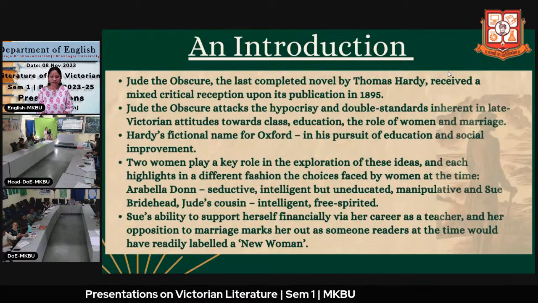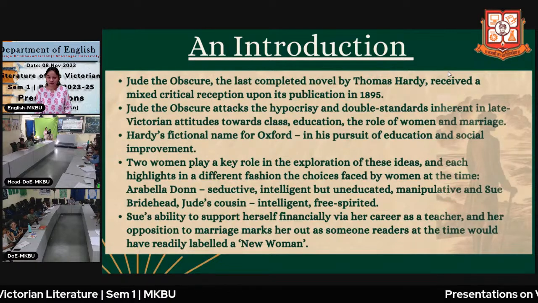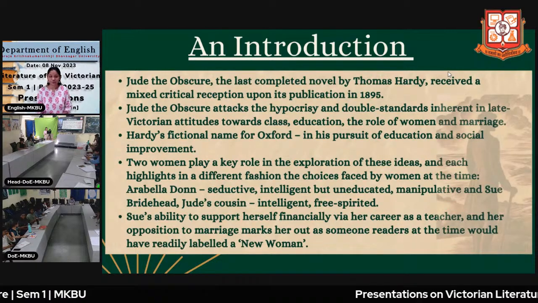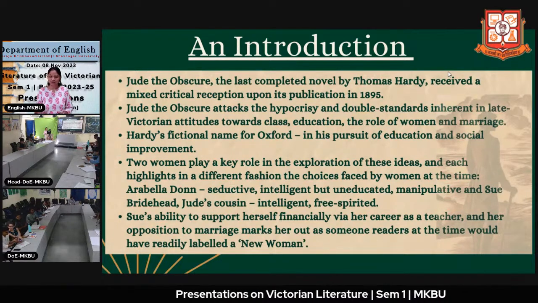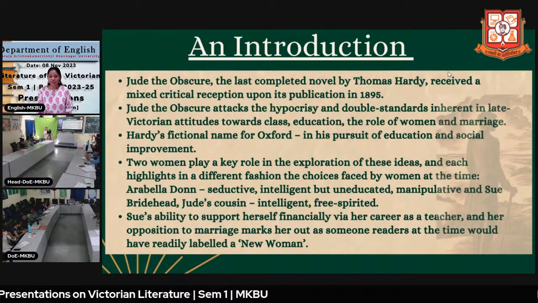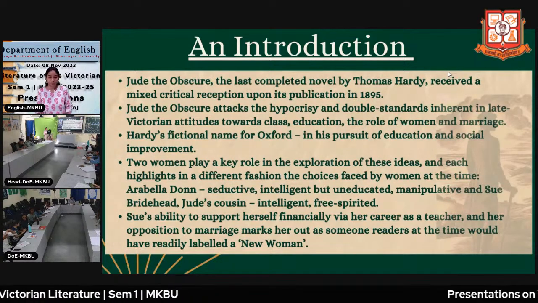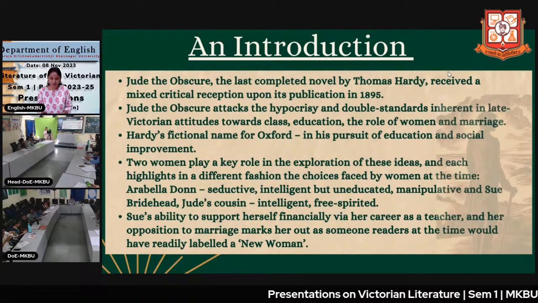Two women play a key role in the exploration of these ideas, and each highlights in a different fashion the choices faced by women at the time. Arabella Donn: seductive, intelligent but uneducated, manipulative. And Sue Bridehead is Jude's cousin, intelligent and free-spirited.